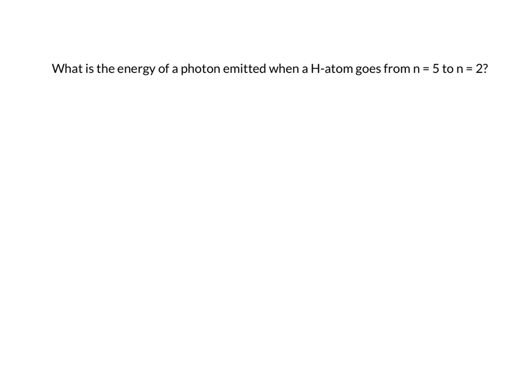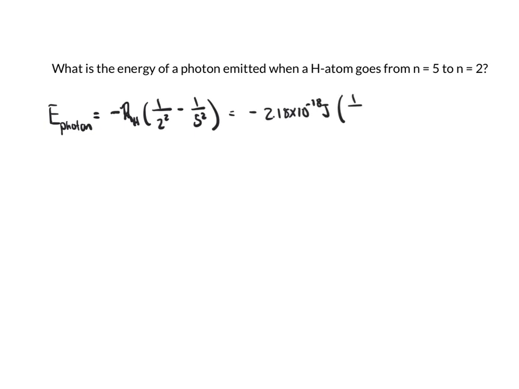So if we think about our equation, we have that the energy of the photon, the light, is equal to minus the Rydberg constant times 1 over the final n, so 2 squared, minus 1 over the initial n, which is 5 squared. Okay, so the Rydberg constant is 2.18 times 10 to the minus 18 joules. And so we have 1 over 4 minus 1 over 25.